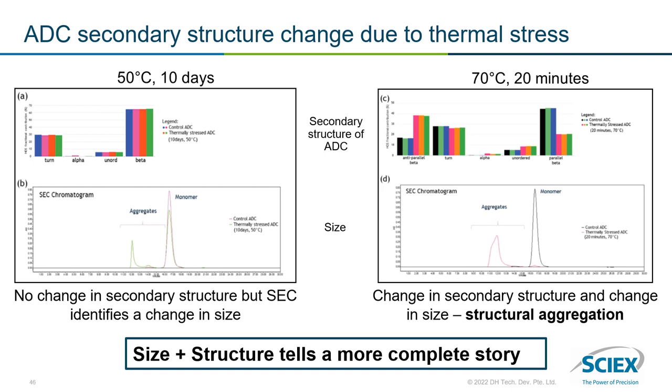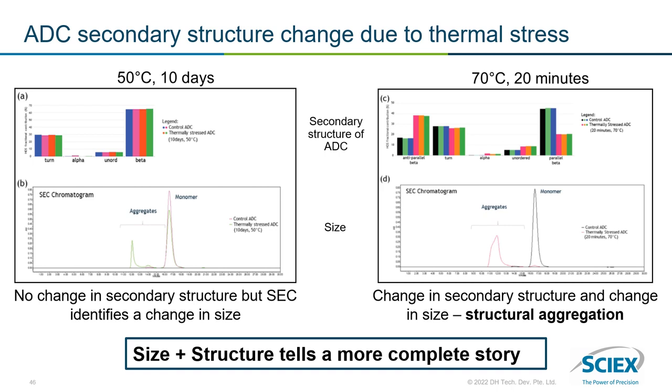In the two upper panels is the MMS HOS data. In the 50C condition on the left, there are no apparent structural changes and no apparent formation of intermolecular beta sheets. On the right, there is a large structural change, and we very clearly see the presence of intermolecular beta sheets indicating structural aggregation.